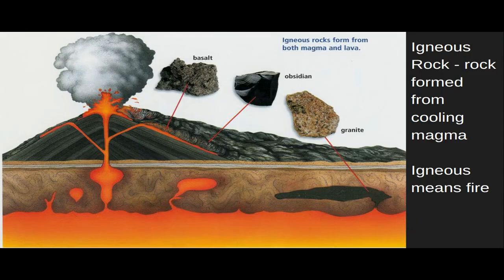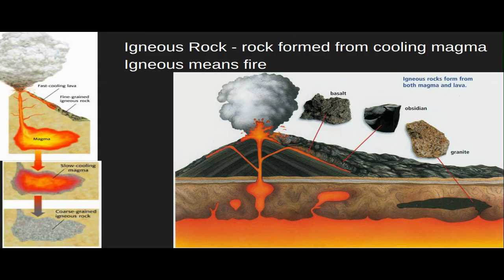So here's igneous rock. Now you notice in this particular image that it says igneous rocks form from both magma and lava. So the magma is underneath the surface. In this particular case over here, it cools down underneath the surface into granite. Over here, the lava cools down into these types of rocks. So there's two different types of rocks. Basically, it forms on the surface or underneath the surface. We'll get into both of them soon.